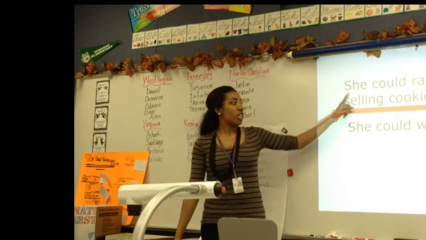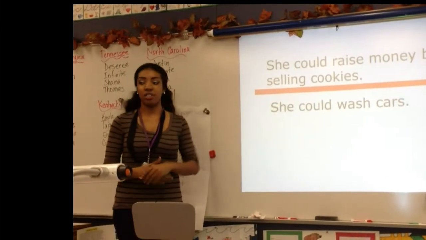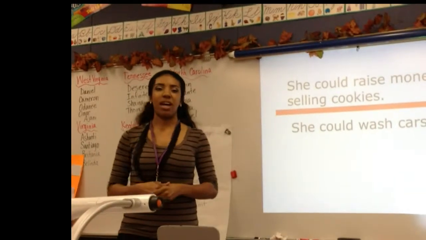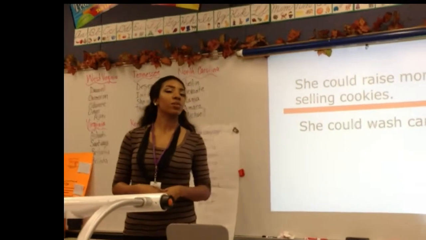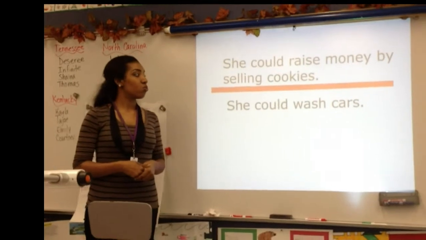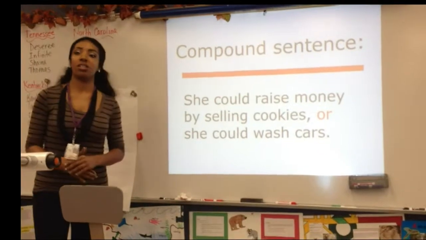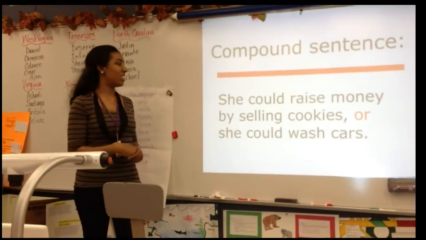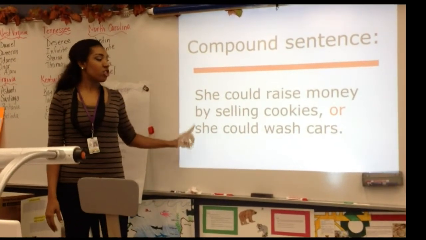Next sentence. She could raise money by selling cookies. She could wash cars. Can we join those two sentences? Yes. Who thinks they can tell me how you can join them? We can say she could raise money by selling cookies, so she could wash cars. Let's see. Anybody else? And did anyone think that it was going to be or? Yeah. Okay, hands down. Emily did. All right. She could raise money by selling cookies, or she could wash cars.